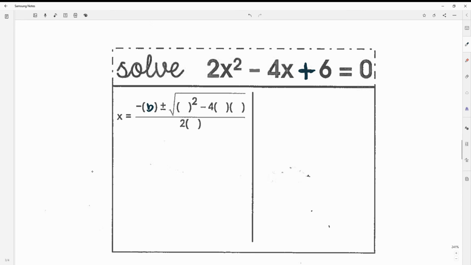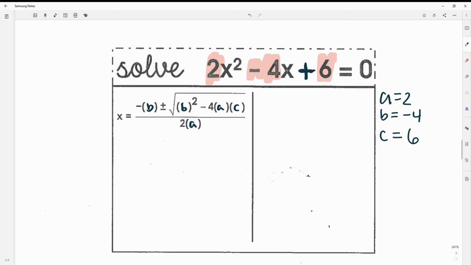Alright, B, B, A, C, A. Okay, so same steps. Identify your A, B, and C values. A is 2. B is -4. C, we changed it to 6, positive. Okay, we changed it on purpose.